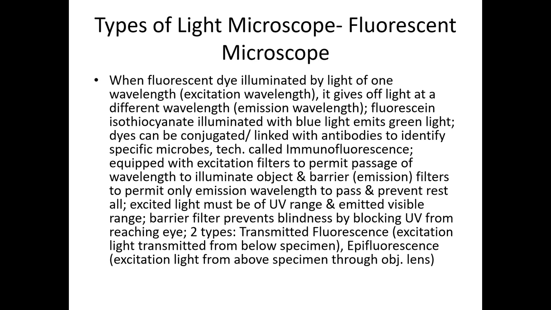Fluorescent microscopes are equipped with two types of filters. So two types of filters are provided in fluorescent microscope. What are they? Excitation filter and emission filter. First of all, fluorescent microscopes are equipped with excitation filters to permit the passage of wavelength to illuminate the object. So you know what is excitation wavelength? The light with a wavelength to illuminate the object is the excitation wavelength light. So here, the excitation filter will permit the passage of light to illuminate the object, whereas the emission filter or barrier filter will only permit the entry of light in order to observe the specimen. Clear? That is the difference between excitation filter and emission filter.